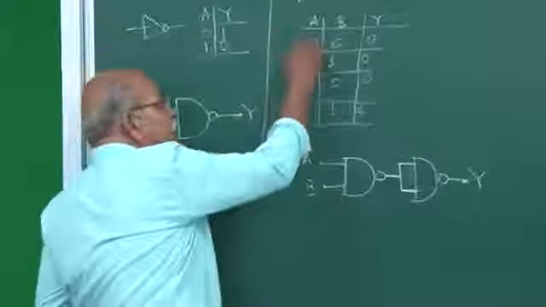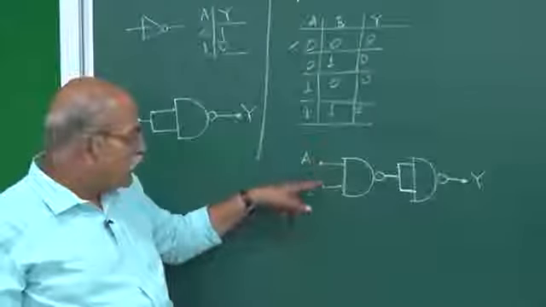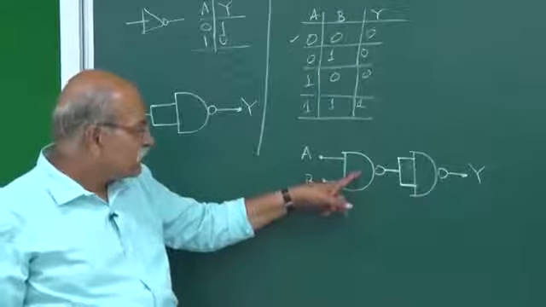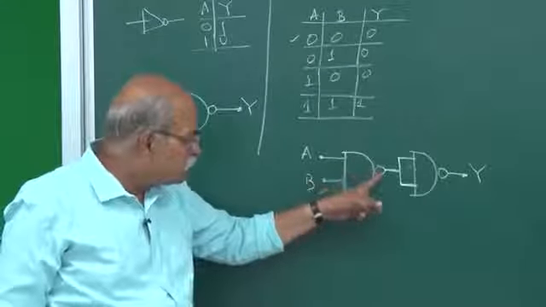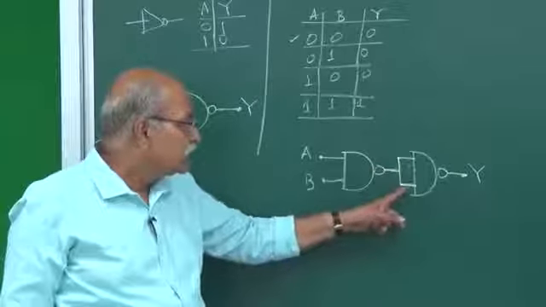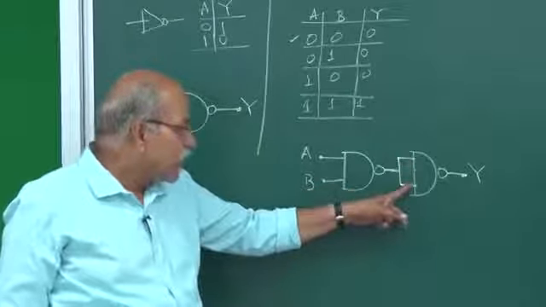A is 0, B is 1. So A is 0 and B is 1. 0 and 1. AND gate will give me 0. And therefore NOT of that will be 1. And so here it goes 1, here it goes 1. And 1 and 1, AND will give me 1 and NOT of that will give me 0. So this is 0, that's fine. Same story, 1 0 will give me 0.